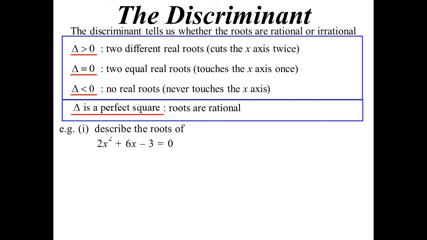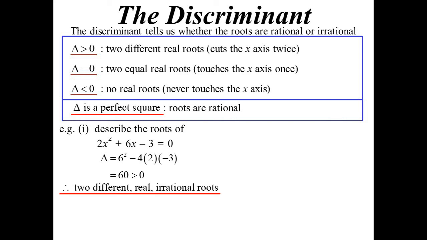So we're going to describe the roots of 2x squared plus 6x minus 3 equals 0. What are these roots? What do we know about them? We'll find the discriminant. It's 60. It's greater than 0, so straight away we know there's two of them. It's not a perfect square, so I know they're going to be irrational. So I've got two different, real, irrational roots. That pretty much covers everything.